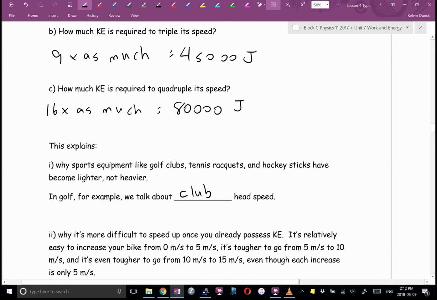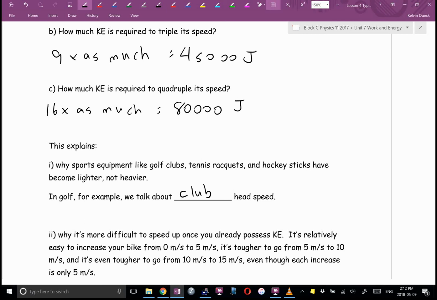That energy's got to come from somewhere. Maggie, it's coming from the sugar that you eat. It's pretty easy to go from 0 to 5. It's tougher to go from 5 to 10 meters per second. It's even tougher to go from 10 to 15 meters per second, even though each one of those is a 5 meter per second increase. Next time you're riding your bike, just feel what's going on through your body. Get up to medium speed and then say, okay, I'm going to try and double my speed. It will not take twice the effort. It will take way more than that.